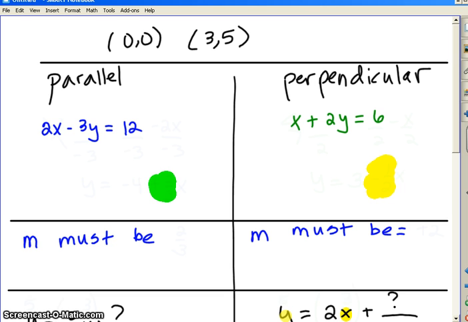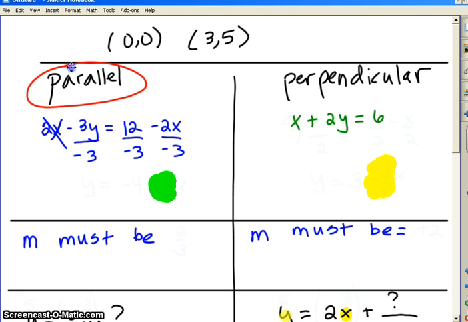First of all, the 2 points given to us are not on this line right here. We are to write an equation of a line parallel to this one. So the first thing we're going to do is solve for y. We're going to subtract the 2x, divide by -3, and that's going to give us y equals -4 plus 2/3 x. So we have a slope that is 2/3. If we're going to write an equation of a line that is parallel, then m must be the same. That slope is also going to be 2/3.